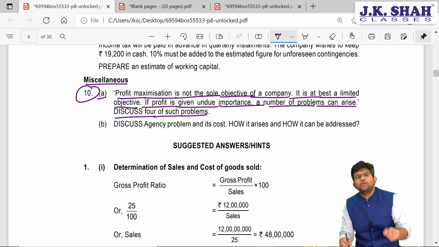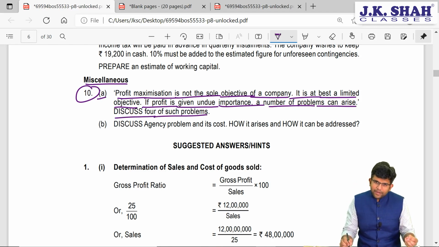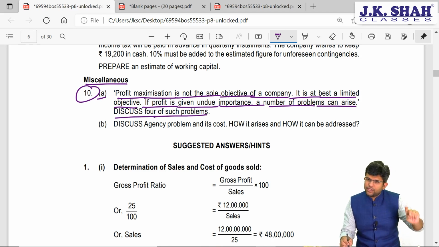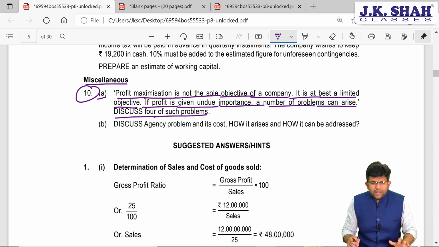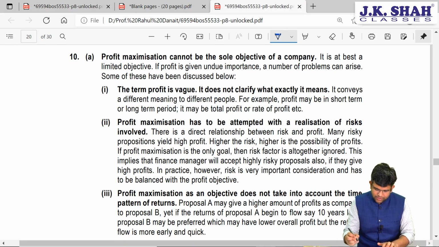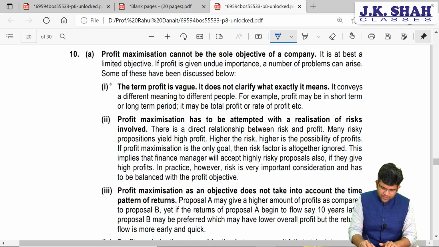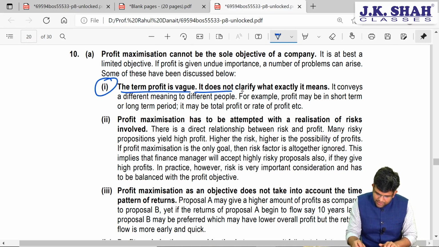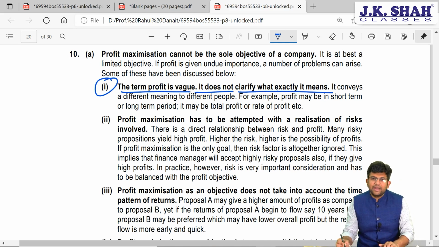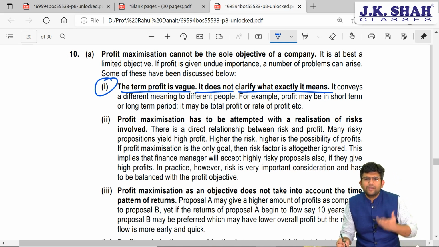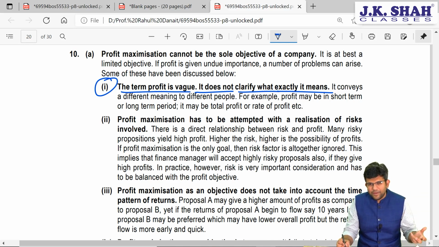So they have given to you one line that for a company, profit maximization is not the sole objective. There are other objectives also. And therefore, if you give too much importance only to profit maximization, then a lot of problems might arise. Discuss 4 such problems. I'll take you to the solution, children. So the first problem that they have discussed is the term profit is vague. It does not clarify what exactly it means. So children, profit means different things to different people.